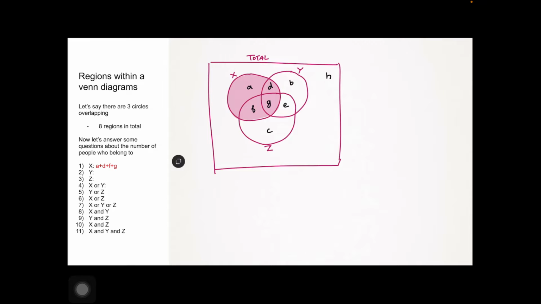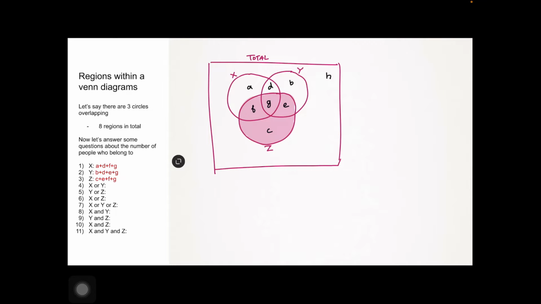Similarly, how many people belong to Y circle? B plus D plus E plus G. How many people belong to Z circle? It is C plus E plus F plus G.